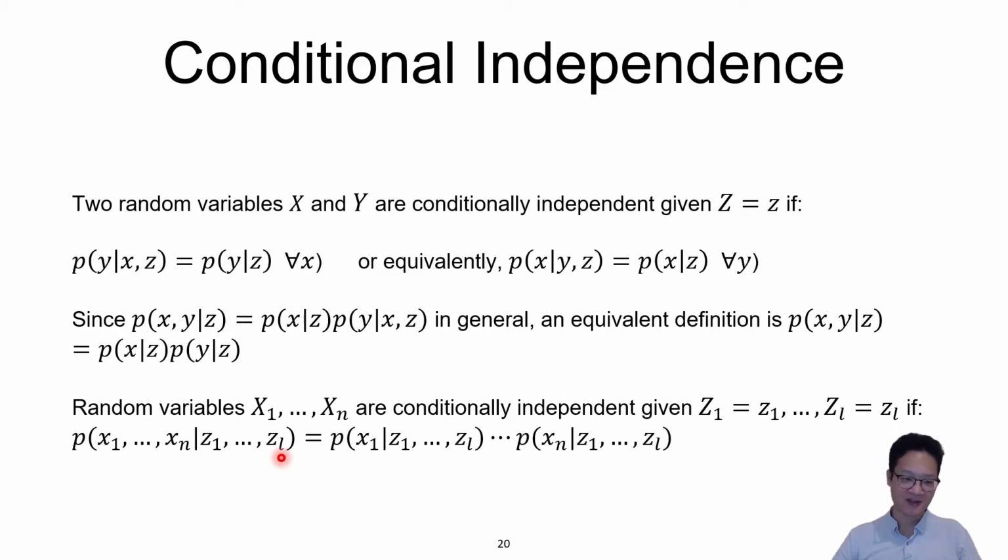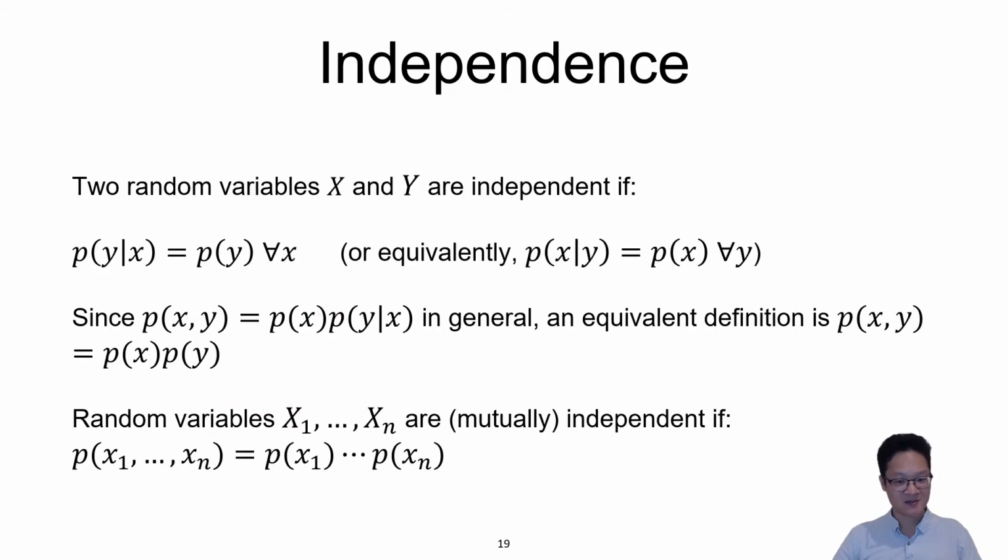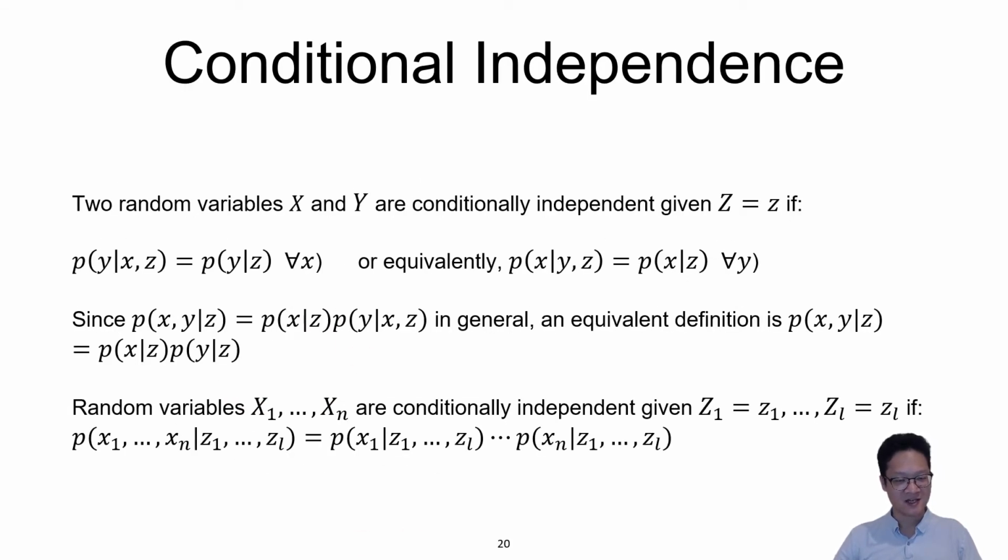So one important thing here is that independence and conditional independence, they may be different. So you could have two variables which are not independent, and then once you're given a third variable, they might become independent. So that's actually pretty common.